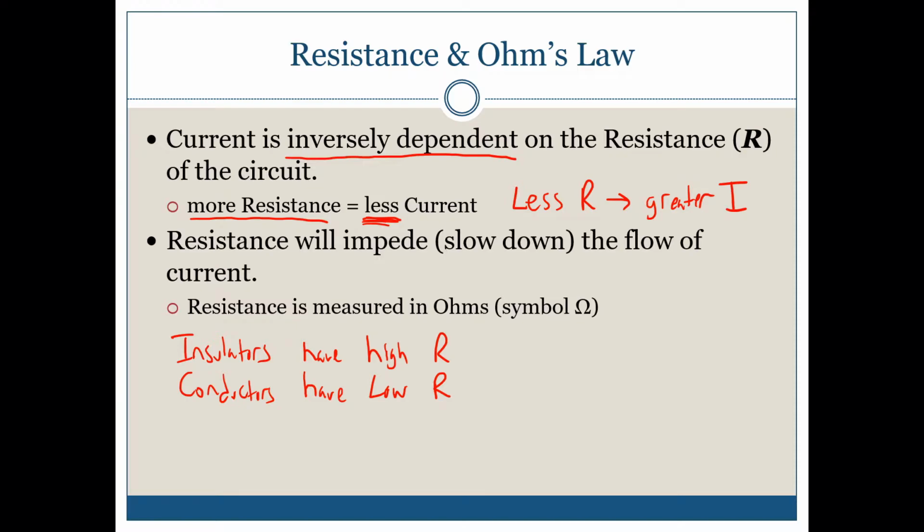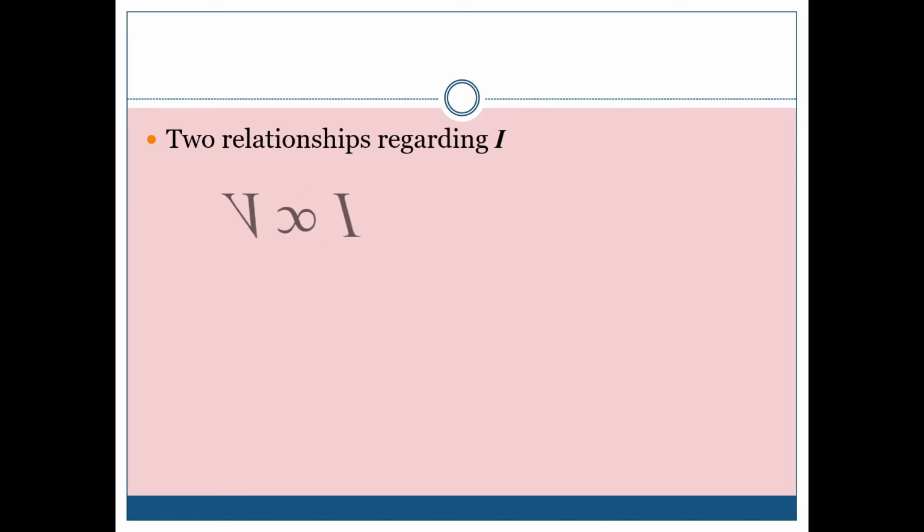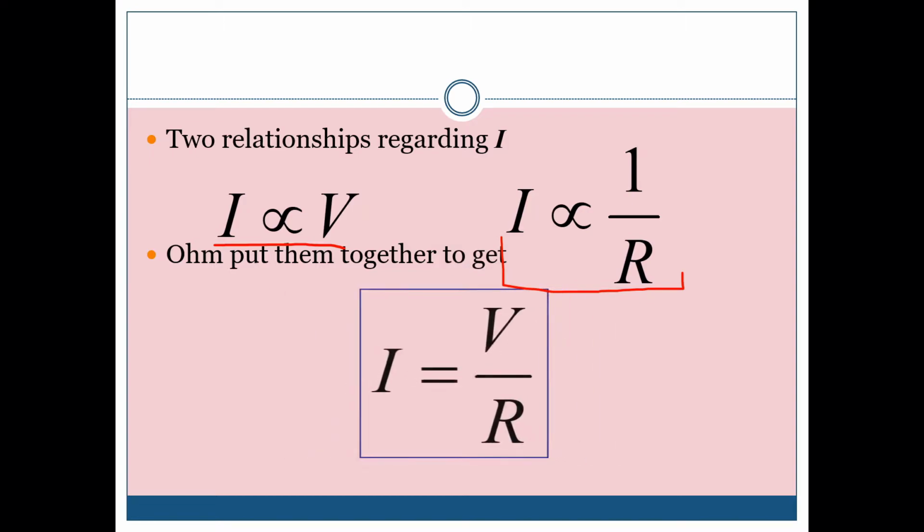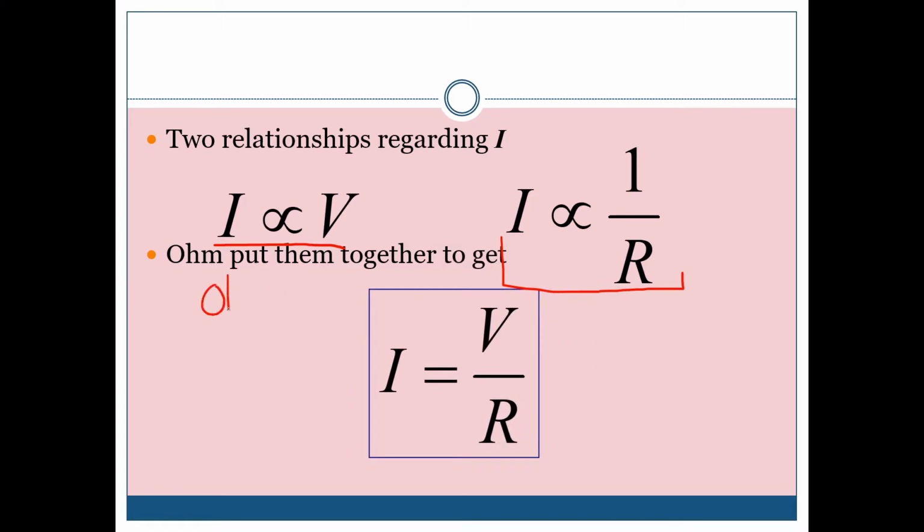Okay. Now, Georg Ohm, during his study of electricity, came up with the following relationships regarding current electricity. And we basically talked about it earlier. We'll just not put them in mathematical terms. He noticed that current was directly related to voltage. So current and voltage are directly related. More voltage, more current. Less voltage, less current. And he noticed that this relationship was also true, where the amount of current is inversely dependent on the resistance. So more resistance, less current, less resistance, more current. And he put the two together to get the following. And this is what's known as Ohm's Law.